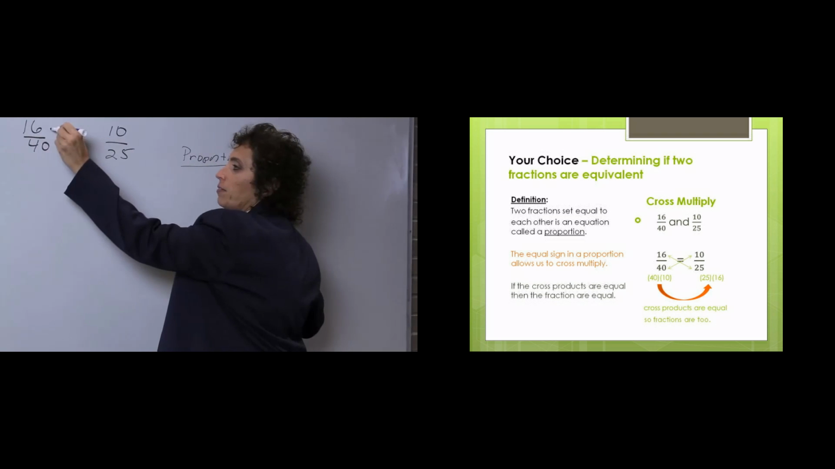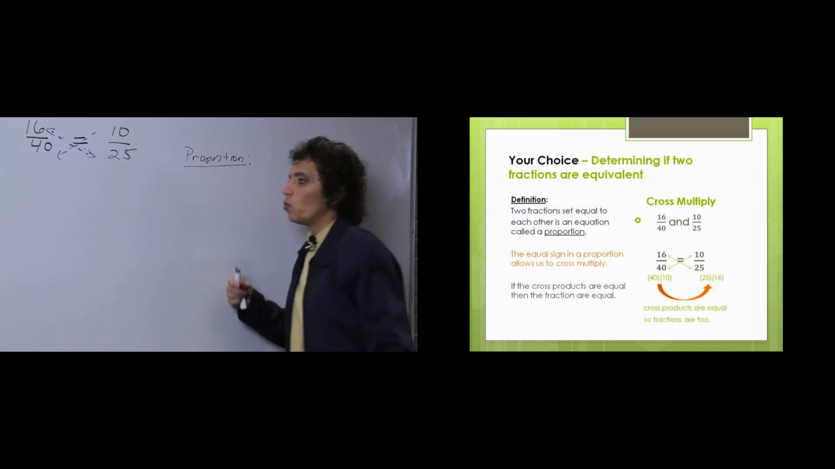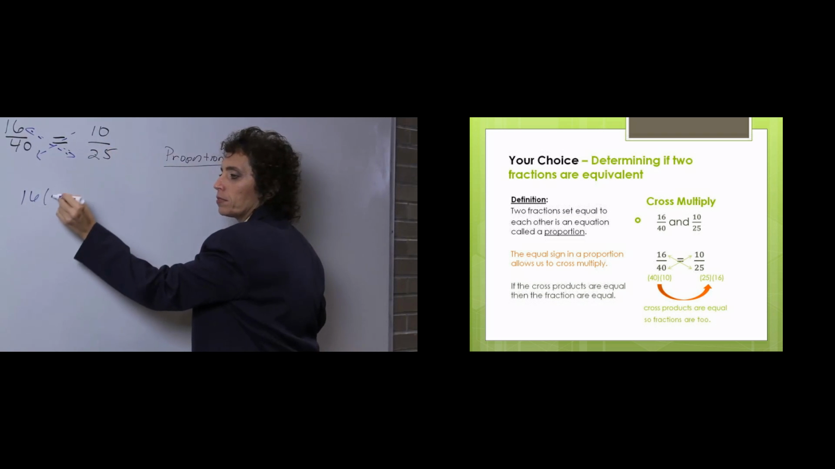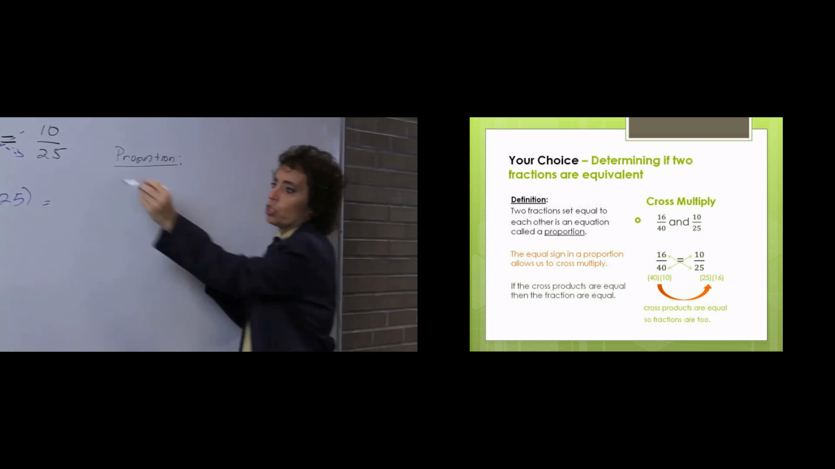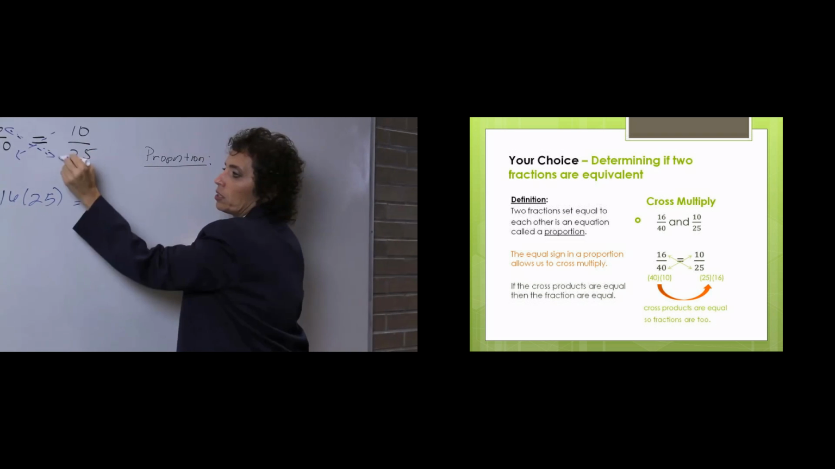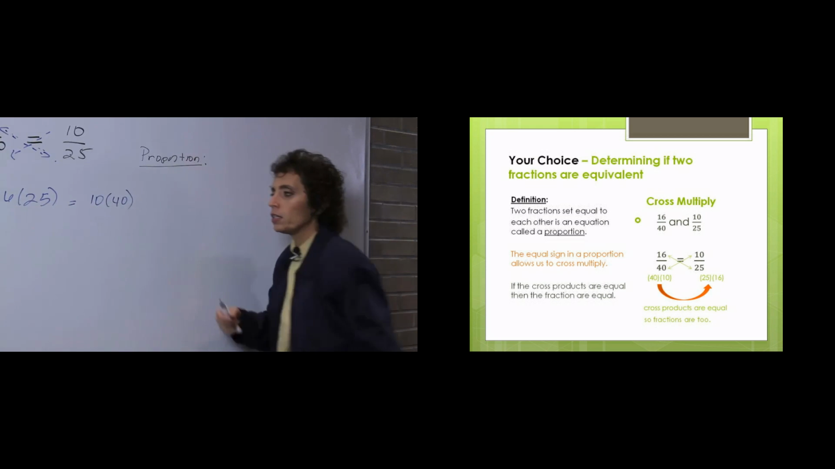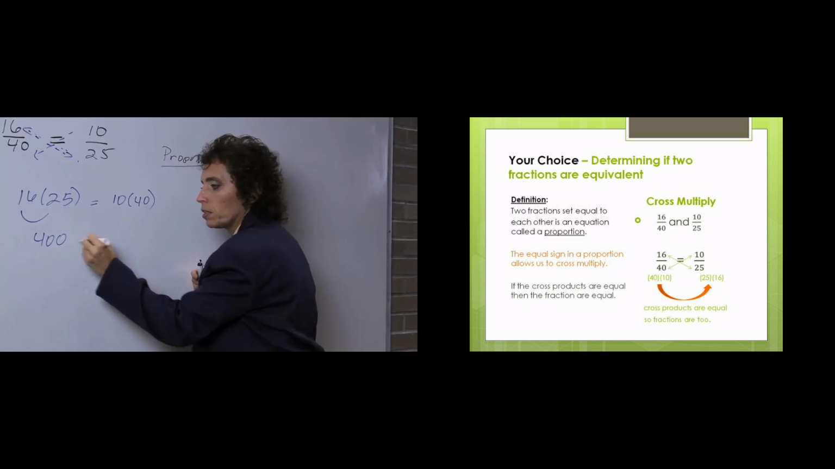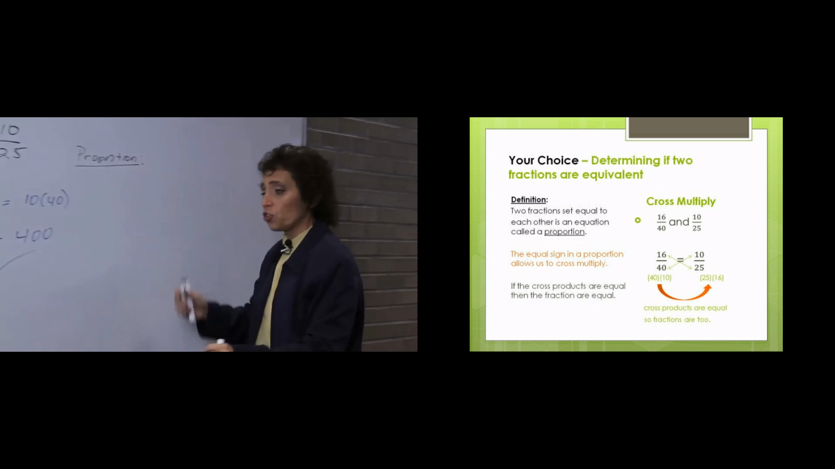All right. I can multiply diagonally across. So watch what I mean. I can multiply 16 times 25, and we're trying to see if it's equal to 10 times 40. 16 times 25, 10 times 40, just going right across. 16 times 25 is 400. 10 times 40 is 400. It is true. So this is a true proportion.